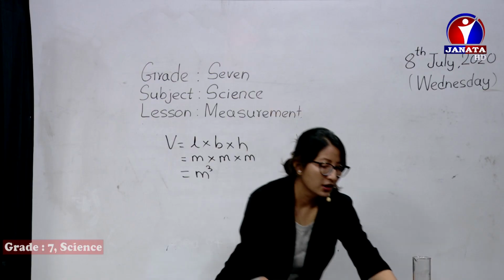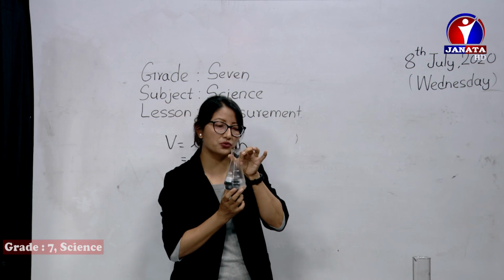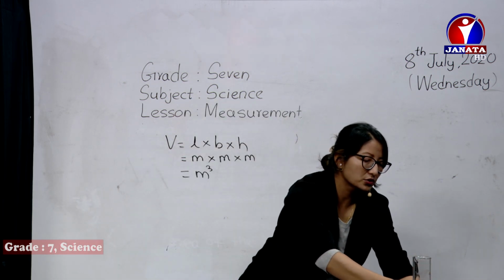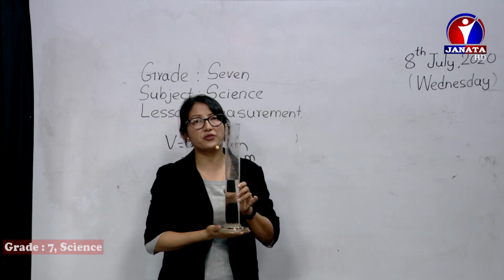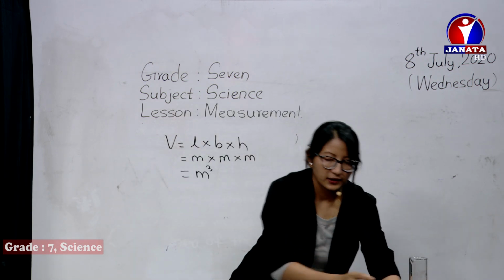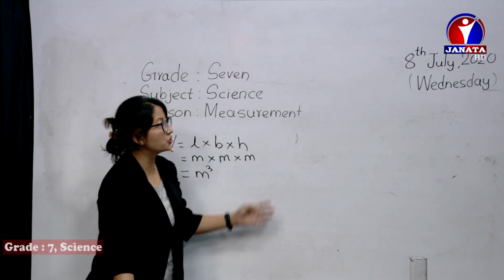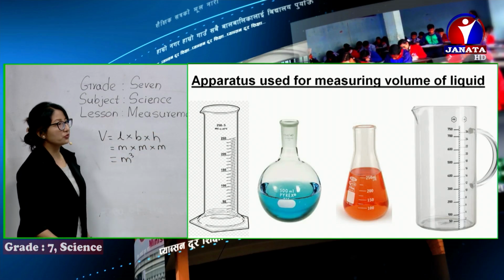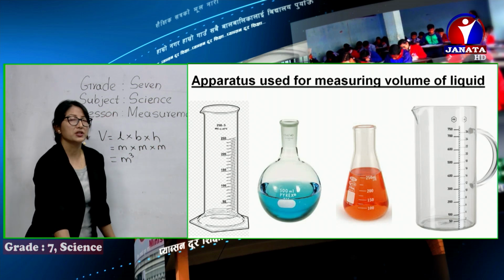We can use a beaker, otherwise we can use other devices like this, a conical flask or round bottom flask. This is a conical flask, like this also we can use. Otherwise we can also use a measuring cylinder like this. We can use different devices for measuring the volume of liquid. Here are a few more pictures. As already demonstrated, the apparatus used for measuring the volume of liquid are the measuring cylinder, round bottom flask, conical flask, or measuring can.